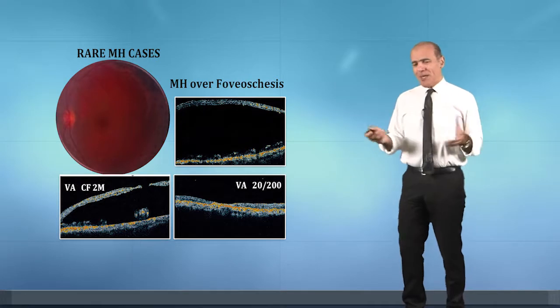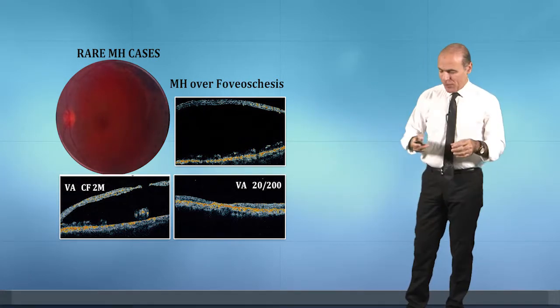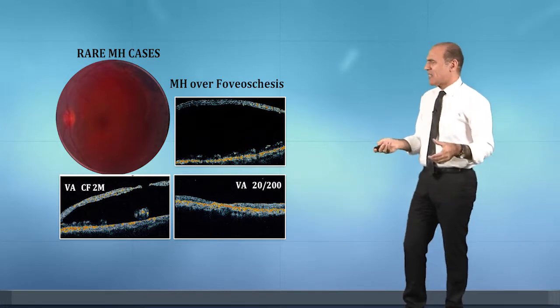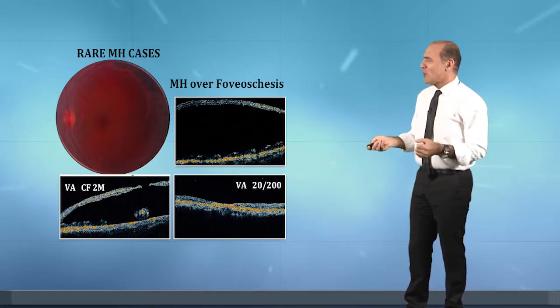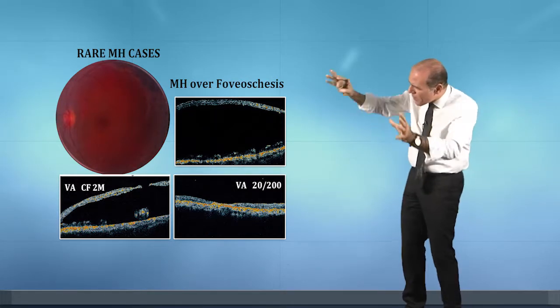Rare cases, sometimes it happens. This is a normal pathway. I call it secondary macular hole. I just present some because it's rare cases. How did it happen? Macular hole over foveal schisis. What is foveal schisis? It is separation of the fovea.